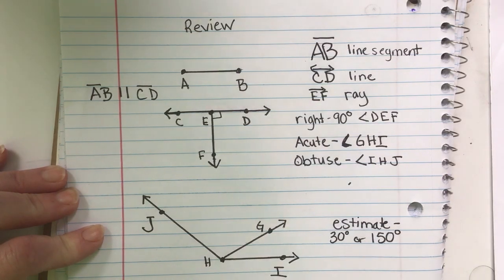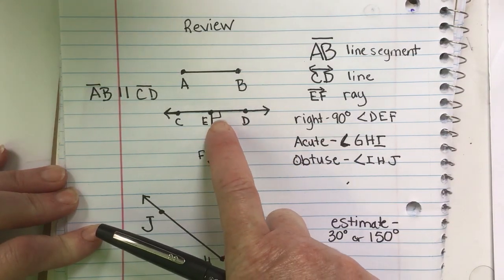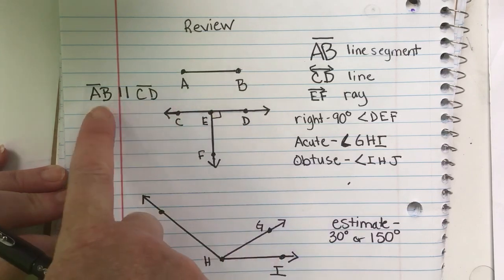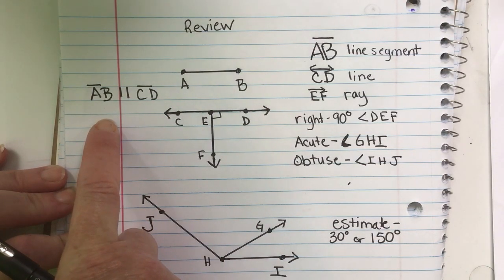Next, we're going to talk about perpendicular lines. Perpendicular lines make a right angle. And we can find a right angle right here, but when we write perpendicular lines, we have to actually write the two line segments or lines.